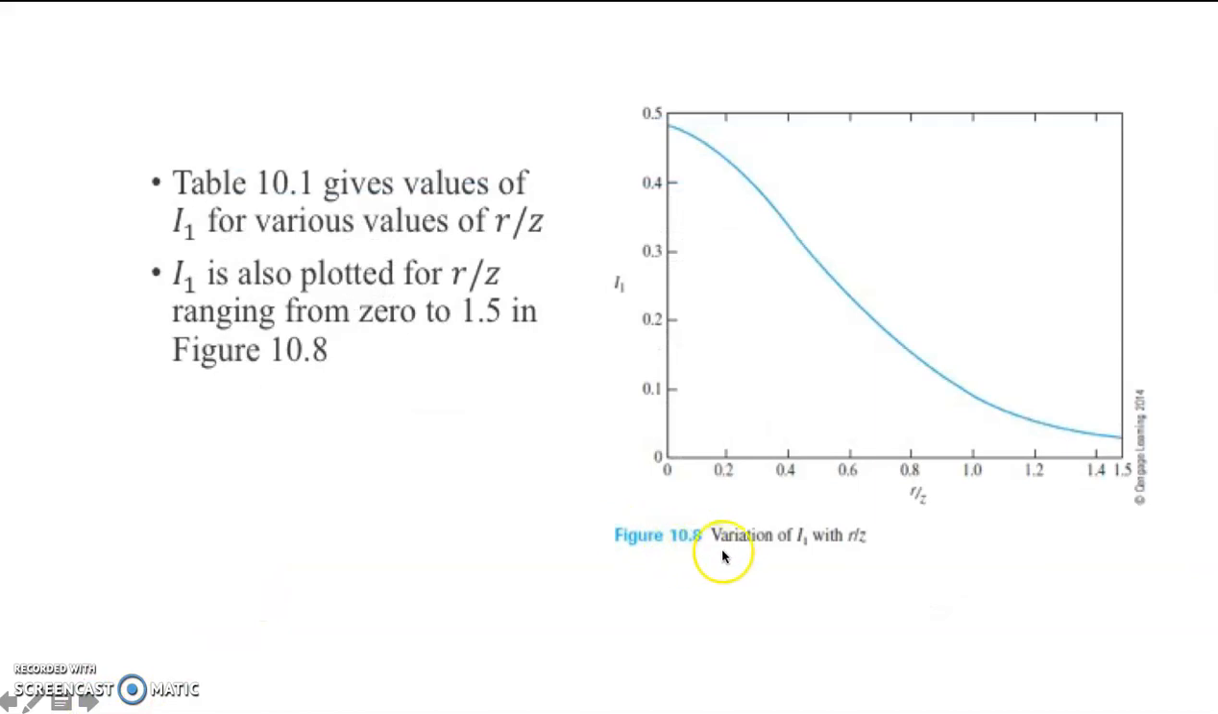This is also a figure which gives us the value for I sub 1 for different values of the ratio R over Z. We just need the value for R over Z, and we locate that on our figure here. You draw a line upward, and it should intersect with this curved line. As it intersects, you draw a horizontal line, and you can now get the value for I sub 1.